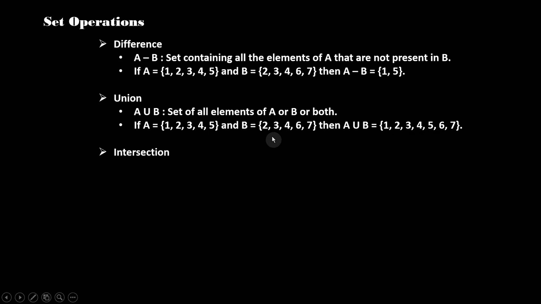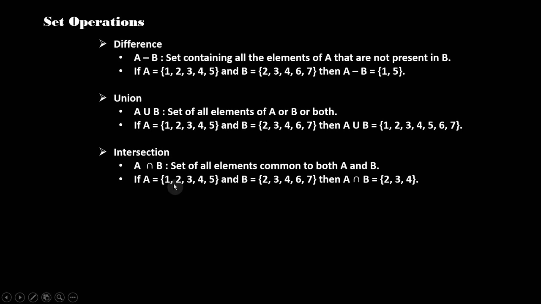So the next one is intersection. A intersection B is nothing but the set of all the elements common to both set A and set B. That is denoted by this symbol. Set A and set B commonly have 2, 3, 4 as elements. Then A intersection B gives us 2, 3, 4 as a set.